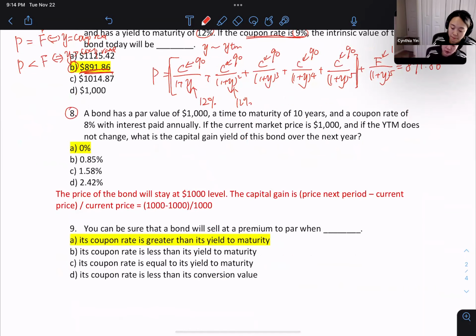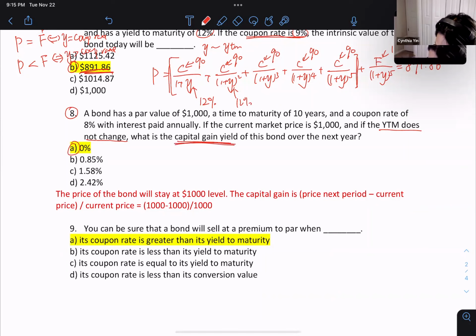Question 8. A bond has a par value of $1,000, time to maturity of 10 years, coupon rate of 8% with annual interest payment. If the current market price is 1,000, if the yield to maturity does not change, what would be the capital gain yield of this bond over the next year? Remember, so the answer is A, 0%.